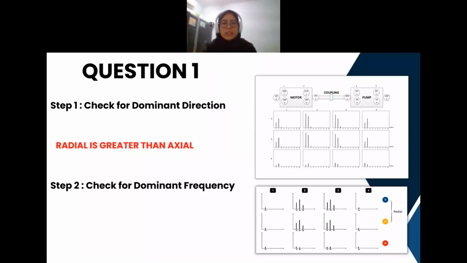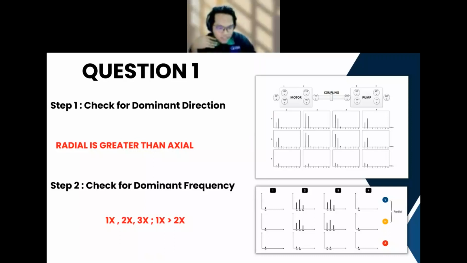Yeah, you are right. You can see 1x is greater than 2x. I guess we can eliminate the imbalance because imbalance will only have one x dominant. So that only leaves us with misalignment and looseness. Yes. Okay. Misalignment. Right. So the dominant is 1x, 2x, and 3x. Actually, 1x is greater than 2x.